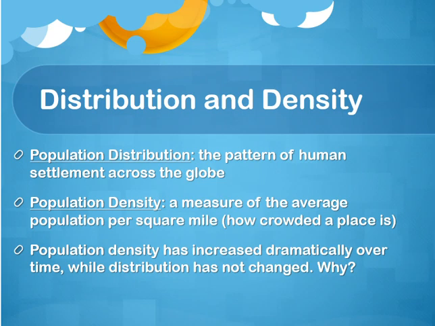Okay, our first simple, straightforward vocab topic is population distribution and population density. These are two different things. You need to be able to think about how humans are spread out across space and how they live in these spaces at different density levels.